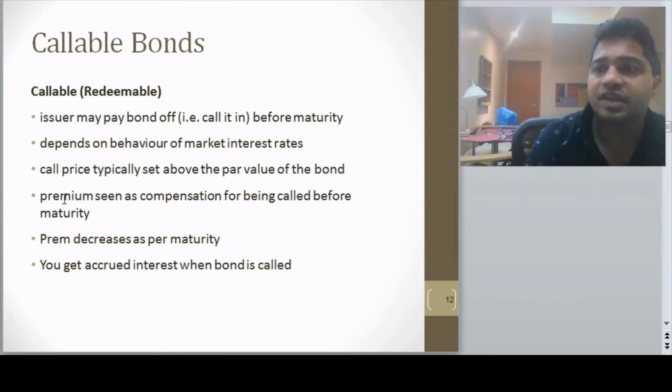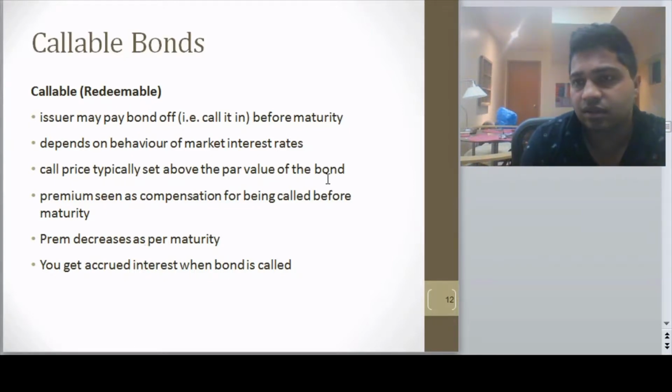So companies generally call the bond when interest rates are lower than coupon rates. Call price is typically set above the par value. So the price that the company has to pay is generally more than the face value of 1,000 or 100. The premium is seen as compensation for being called before maturity. The premium decreases as it nears maturity.